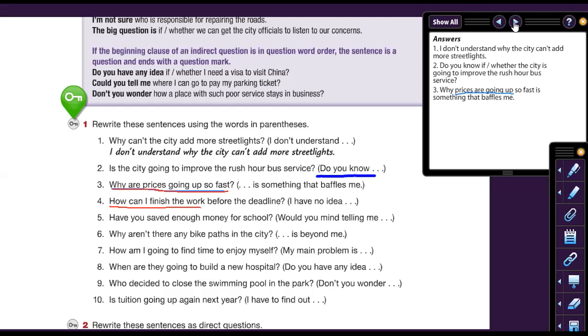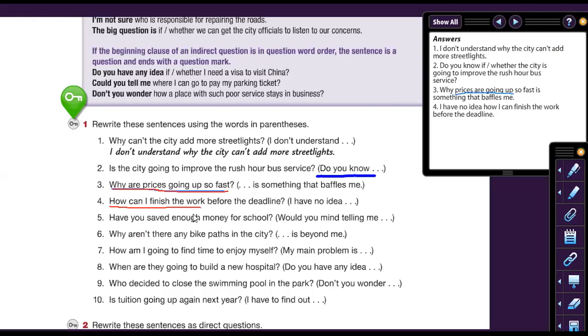You don't have to omit can. I have no idea exactly how I can finish the work before the deadline. Yeah? I have no idea how I can finish the work before the deadline. That's the affirmative statement form.